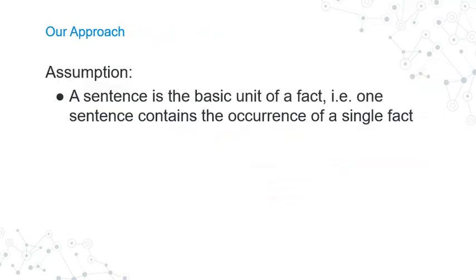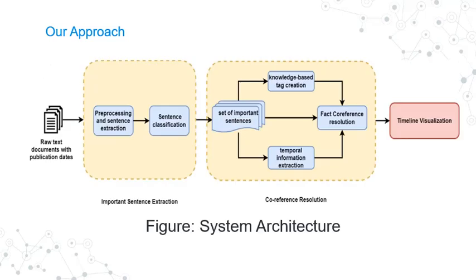Now coming to our approach, we first assume that a sentence is the basic unit of a fact. That is, one sentence cannot contain the occurrence of multiple facts. So this is the overall system architecture of our approach. Before going to the details of this architecture, let's start the discussion with the data preparation first.